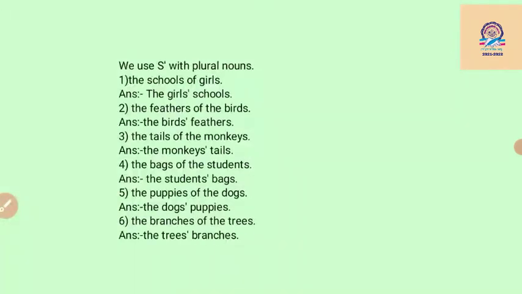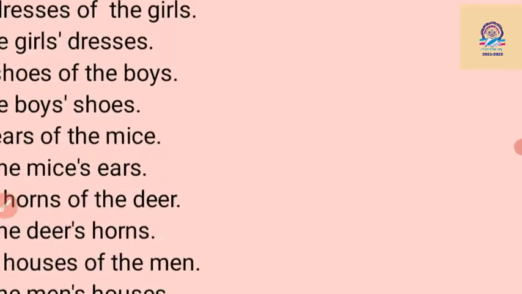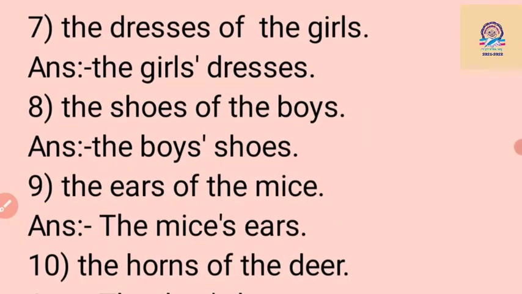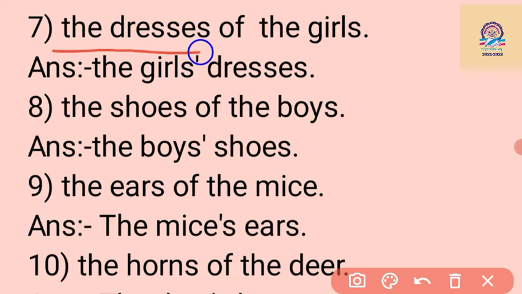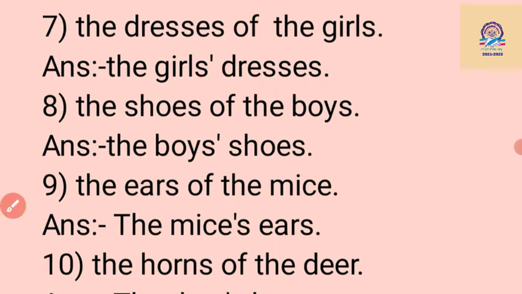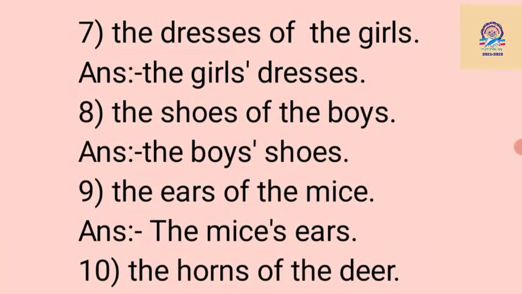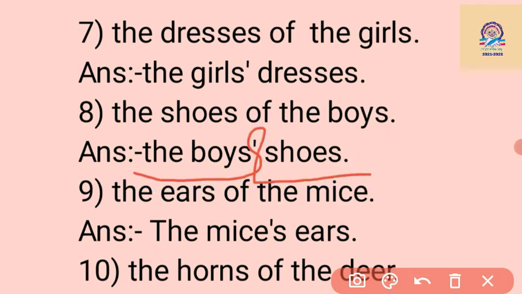Here another example is given, the seventh example: the dresses of the girls. Look, the girls is in plural. So simply we add the symbol of apostrophe. Our answer is the girls, s is given, then we simply add the symbol: the girls' dresses. The shoes of the boys. Boys is plural, so our answer is the boys, then apostrophe symbol only, then shoes: the boys' shoes.